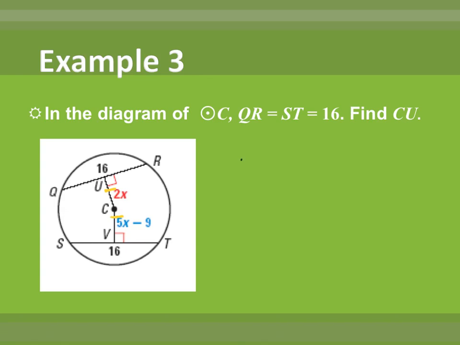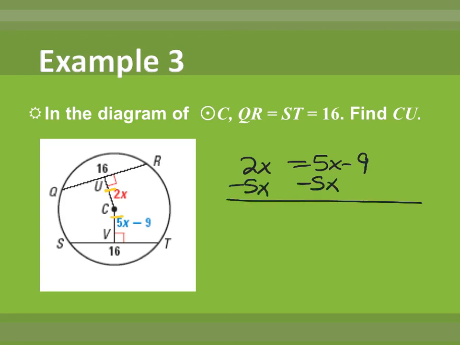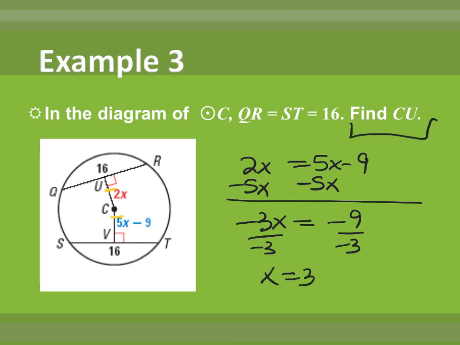So I'm going to take 2x, set it equal to 5x minus 9. I'm going to get my x's together. Subtract. Divide. X equals 3. Again, they didn't want just x, they wanted CU. So then I'm going to take what CU equals, which is 2x, replace x with 3, and the measurement of CU is 6.